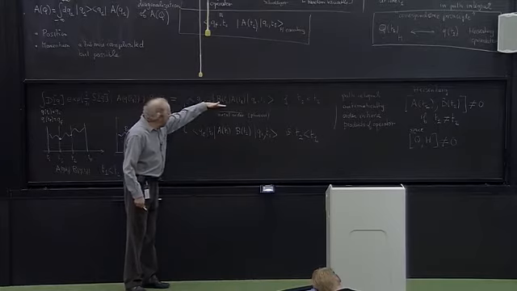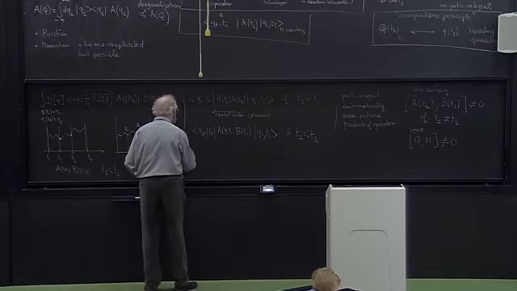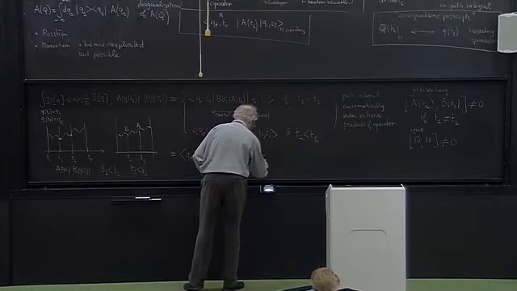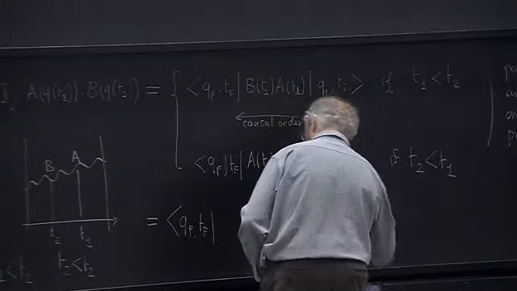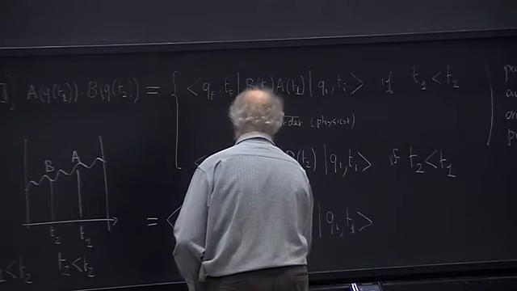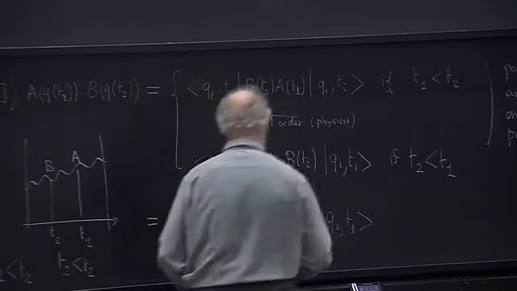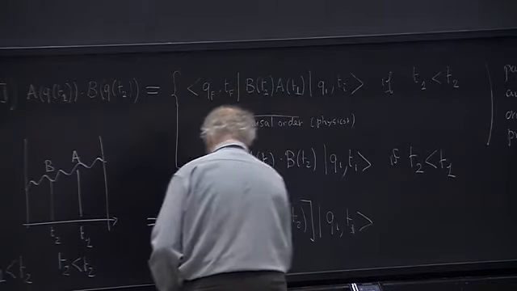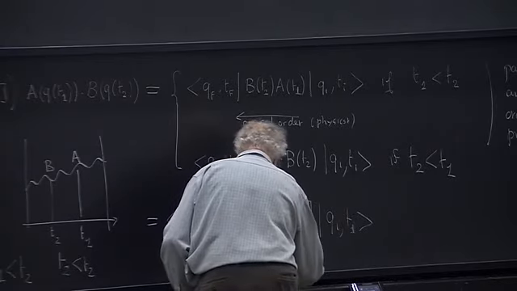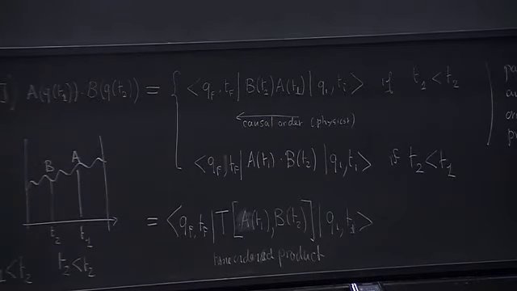You can group these two definitions as the matrix element between the same initial and the same final states of what's called the time-ordered product of A of T1 and B of T2. Now this is defining the time-ordered product. So take this as a definition.